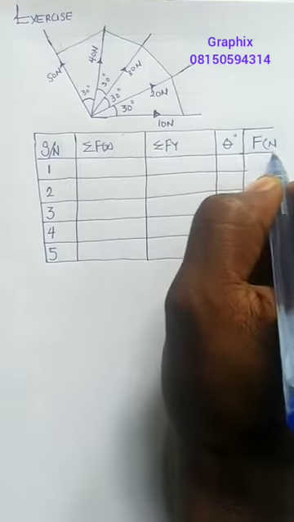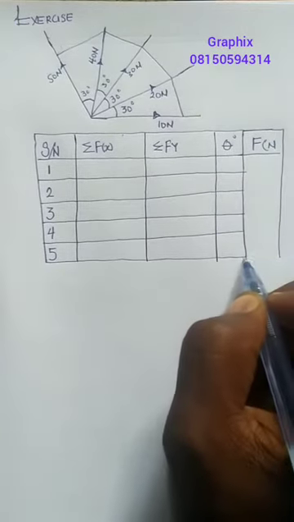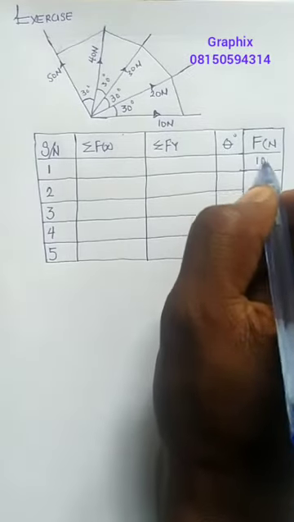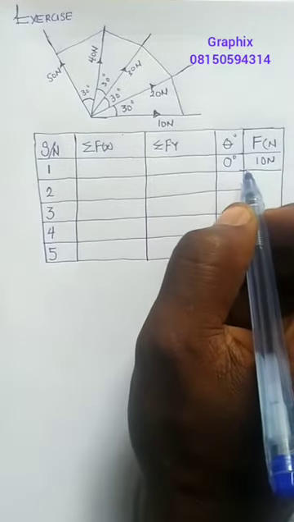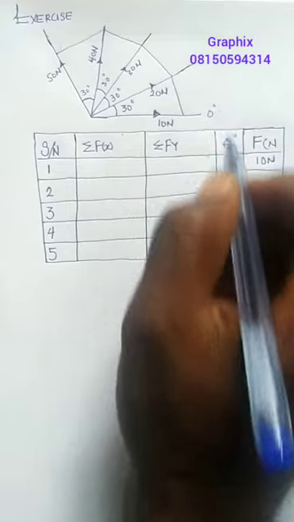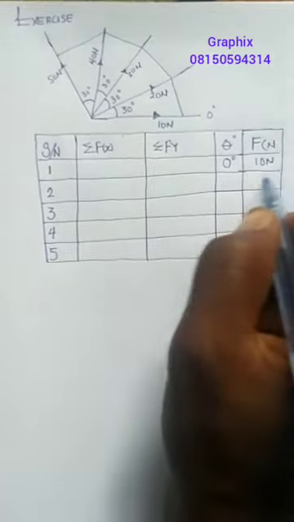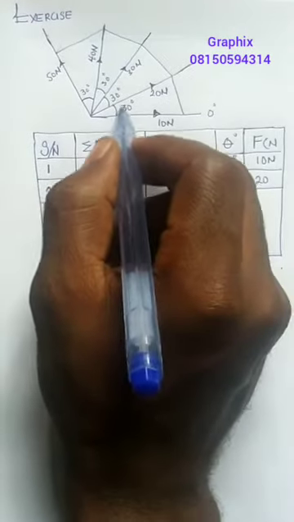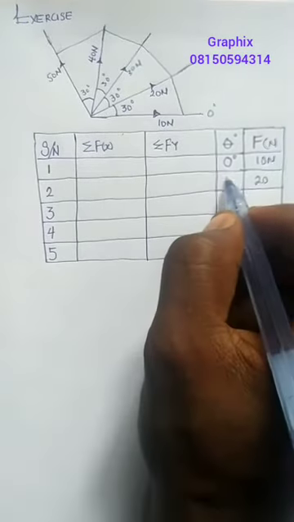So the first force that we have here is 10 Newton, acting at an angle of 0 degree. So this is 0 degree here. Now the next force is 20 Newton, acting at an angle of 30 degree, because the angle between this and the horizontal ground here is 30 degree.